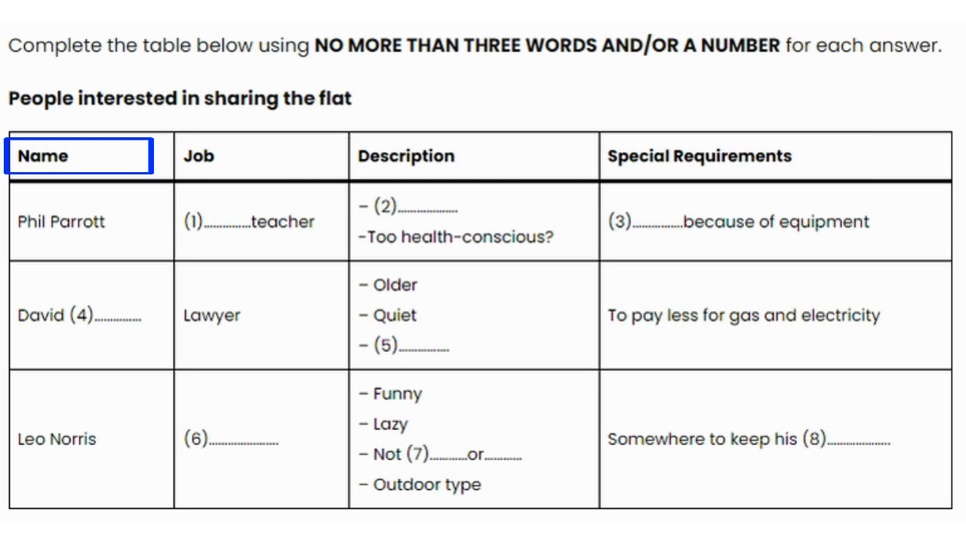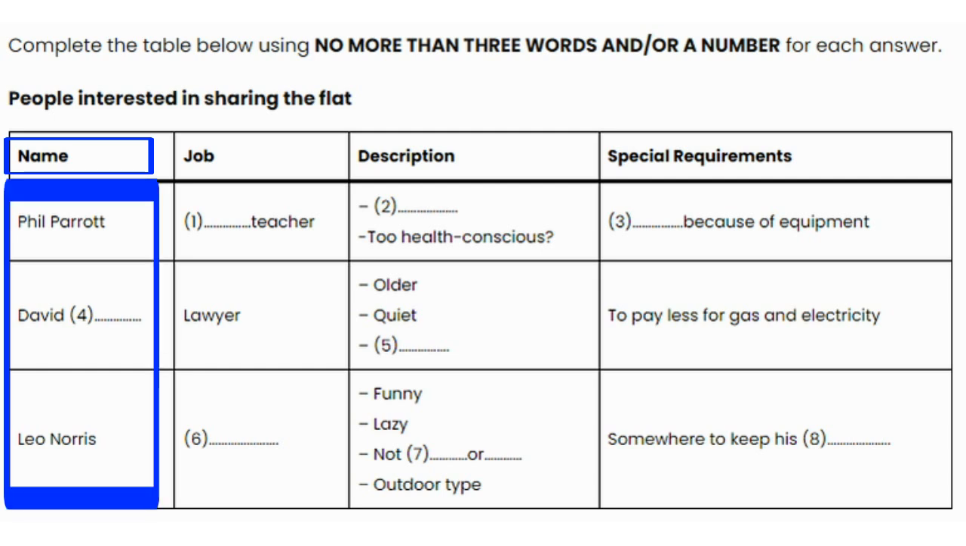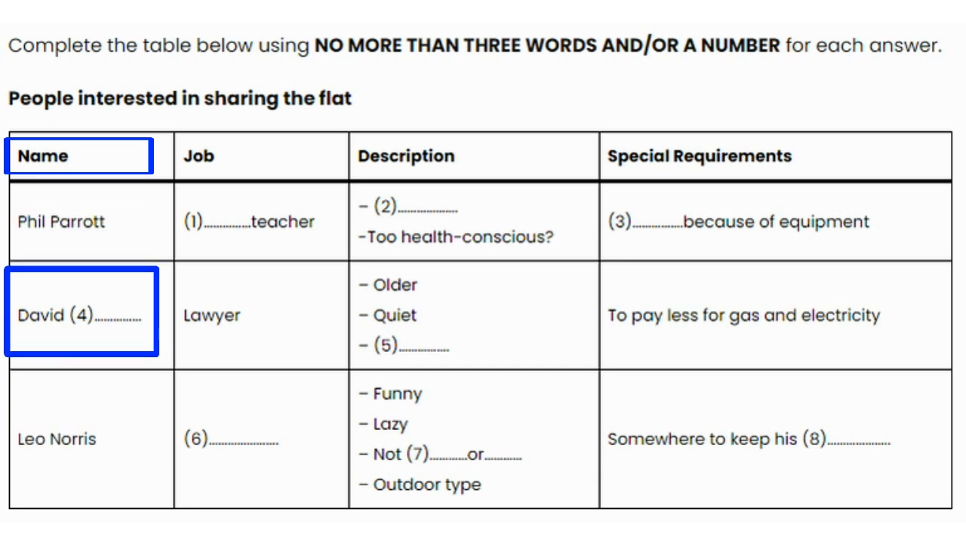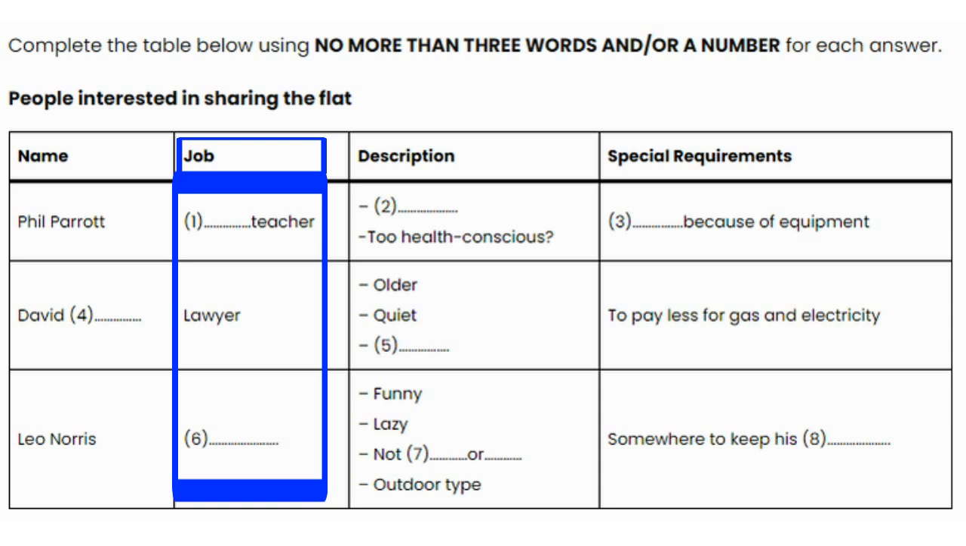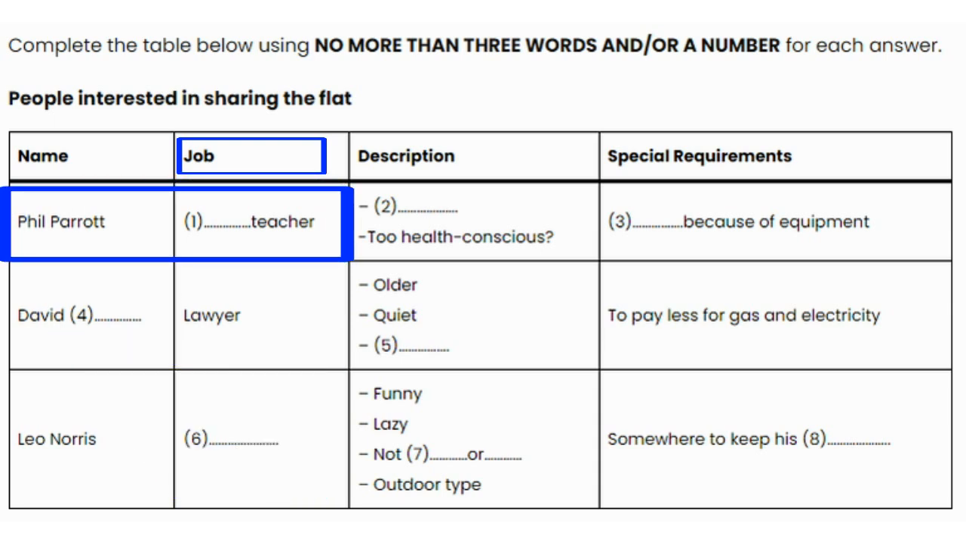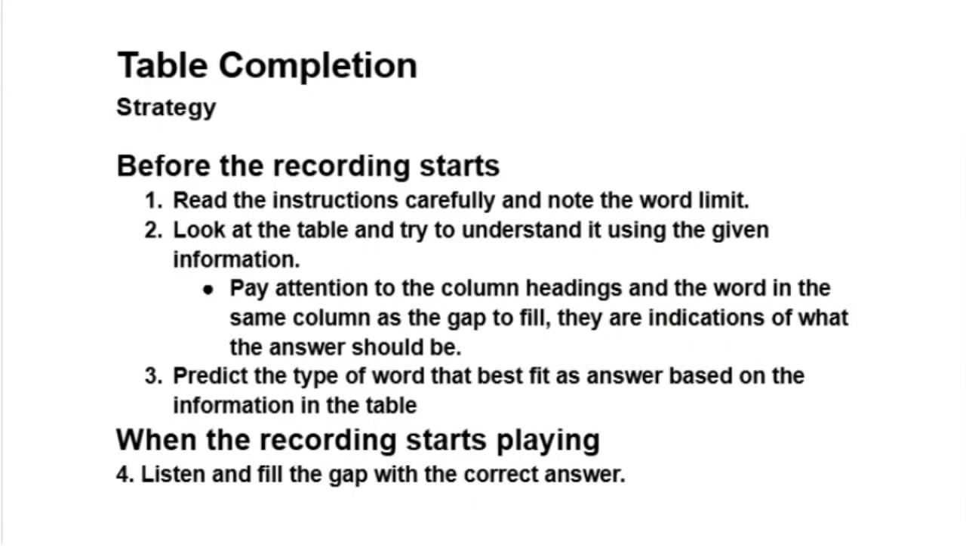Now, here you have name. It means everything under here is just names. So number 4, the answer here will be a name. This second column header here is job. Everything under here is going to be a job. Like here we have a parrot's job. That's what you have here. Pay attention to the column heading and the words in the same column as the gap to fill. They are indications of what the answer should be.